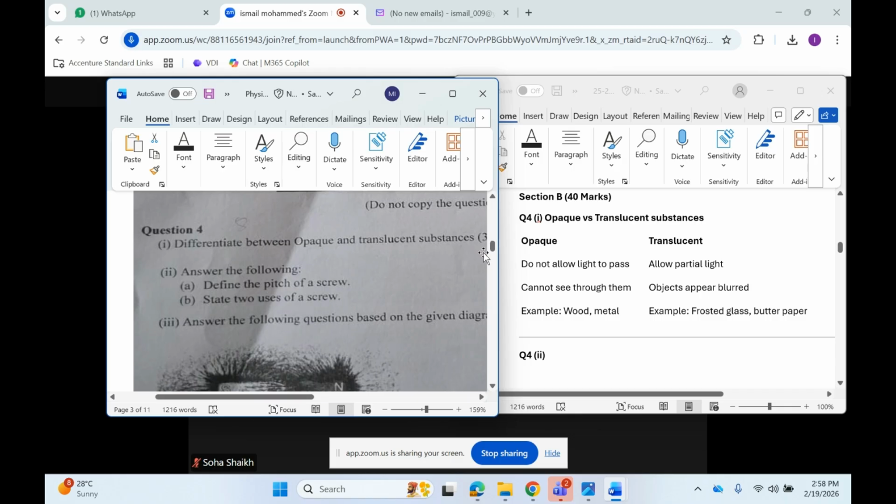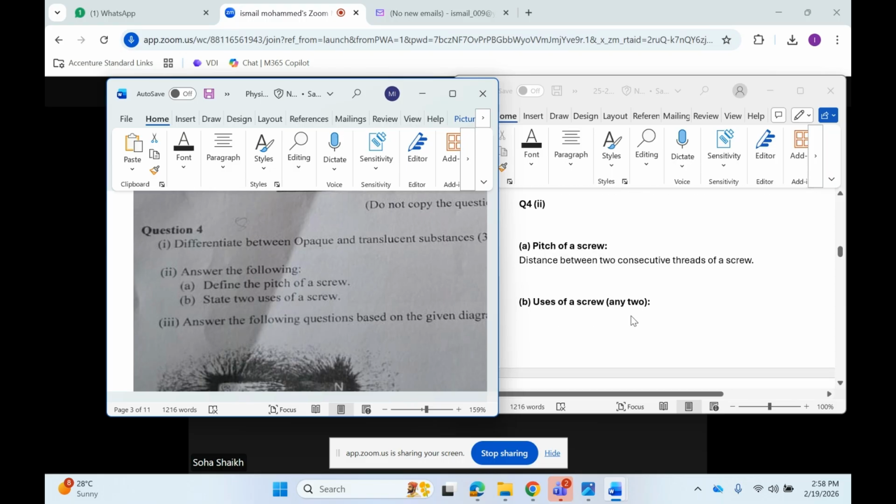What is the difference between opaque and translucent? Translucent objects allow partial light to pass through them, so we cannot see clearly through them and objects appear blurred. Opaque objects do not allow light to pass through them. Examples are wood, metal, glass, butter, paper.